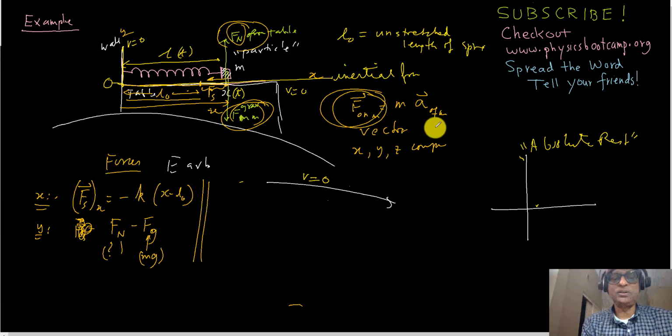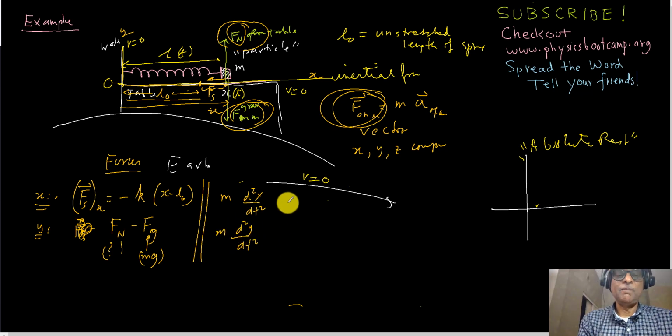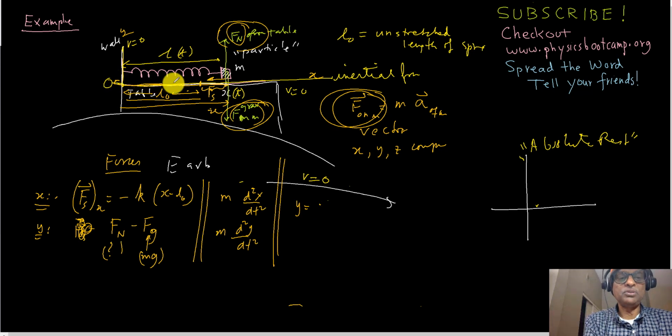On the right side, mass times acceleration is m d square x dt square for x acceleration, and for y acceleration m d square y dt square. Now, because of the constraint, we have y equals 0, because on the table y equals 0 always. That just means d square y dt square equals 0 also.